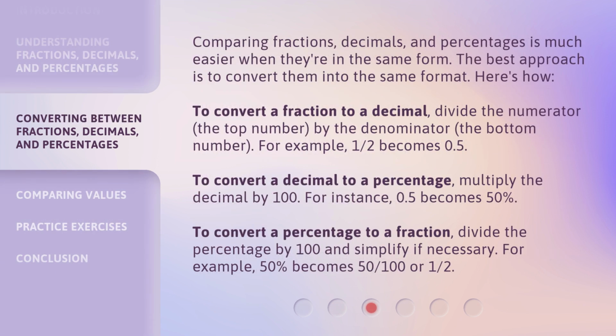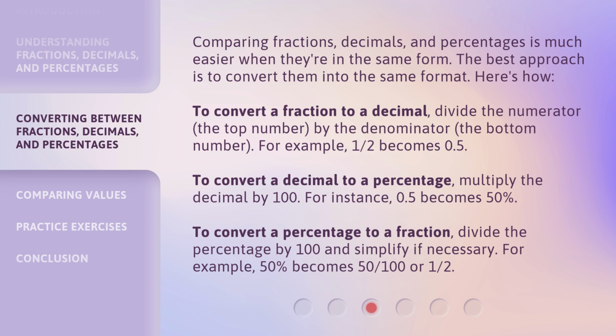Comparing fractions, decimals, and percentages is much easier when they're in the same form. The best approach is to convert them into the same format. Here's how. To convert a fraction to a decimal, divide the numerator, the top number, by the denominator, the bottom number. For example, 1/2 becomes 0.5.